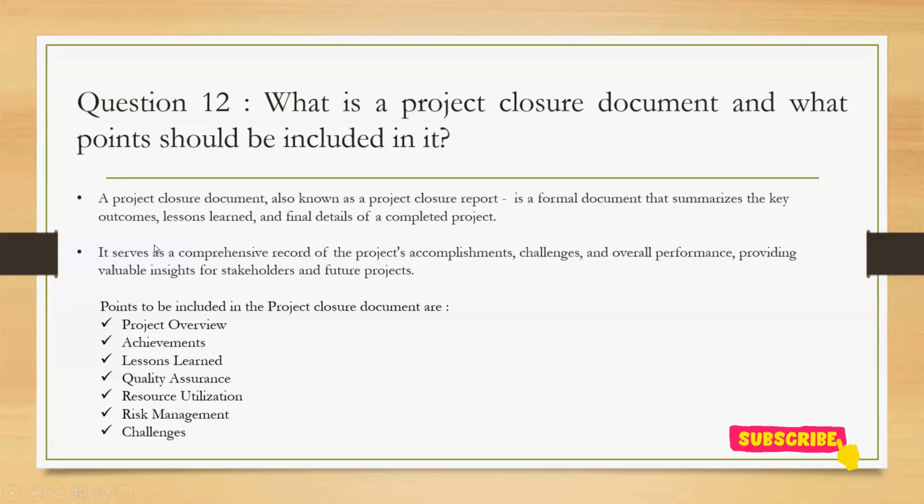Okay, this document consists of such details, and it also consists of some records, like the project accomplishments that you have got, any challenges, and the overall performance. It provides valuable insights for the stakeholders and future projects. Likewise, you will be mentioning some details in the project closure document. The points that could be included are your project overview, achievements, lessons learned, quality assurance, resource utilization, risk management, and challenges.